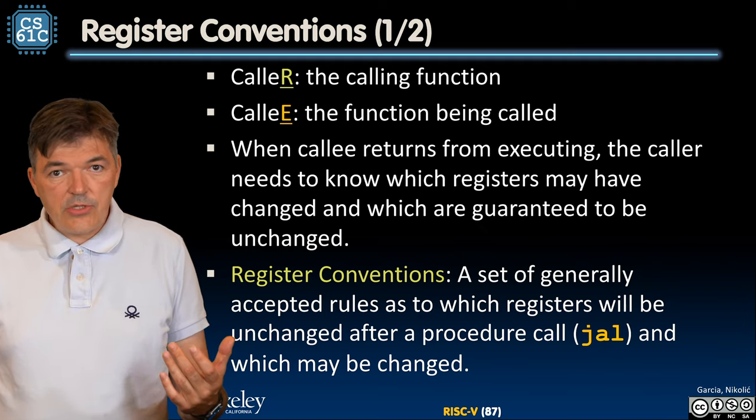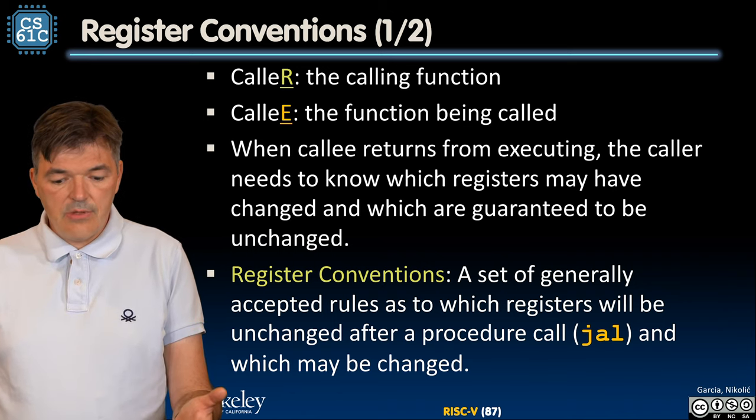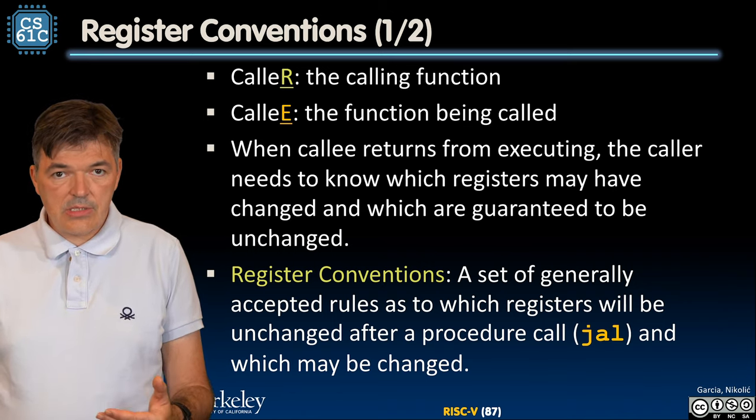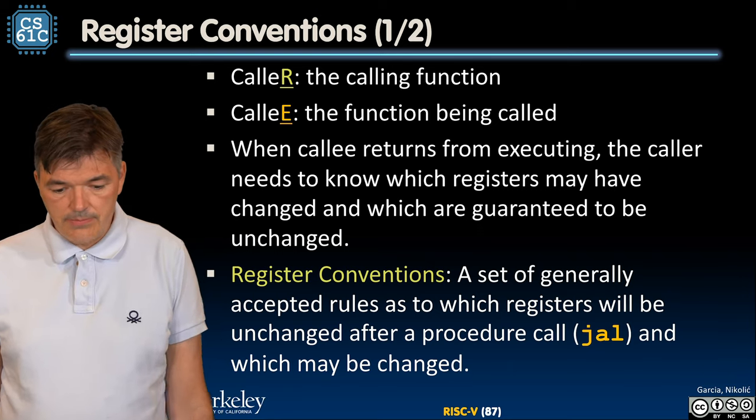So the register convention essentially splits the registers into two groups: the ones that are saved, and the other ones that are volatile, or called temporary.